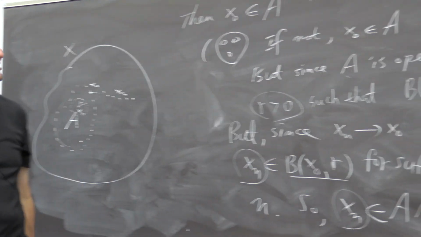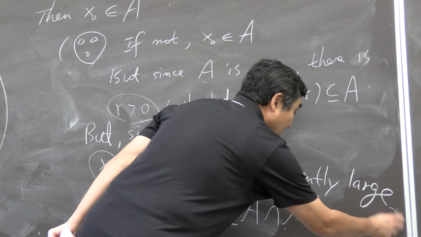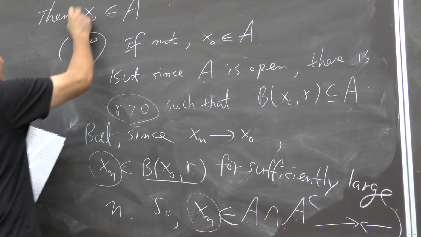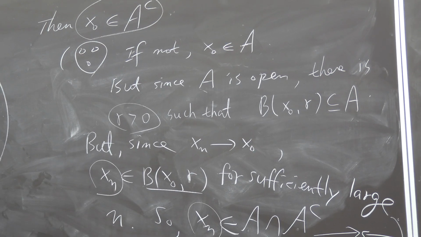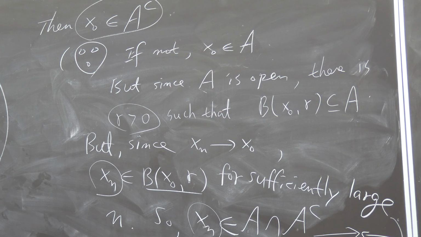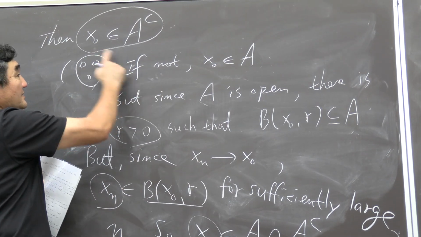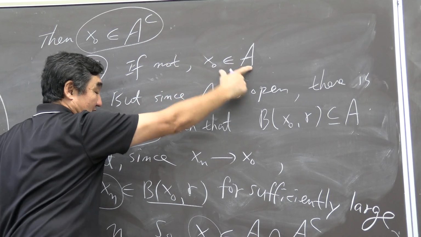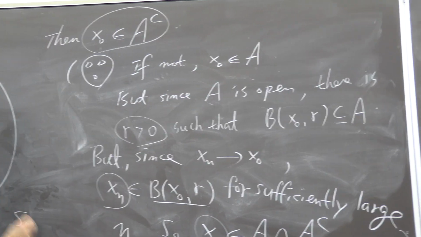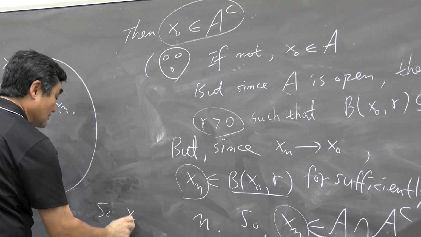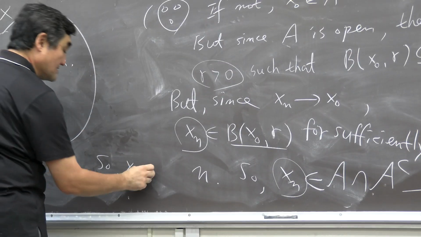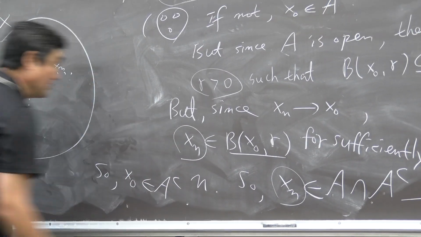Why do we have that contradiction? We had that contradiction because we supposed the point x naught is in A. So we must conclude what? There is no other choice. The point x naught must be in A complement definitely.